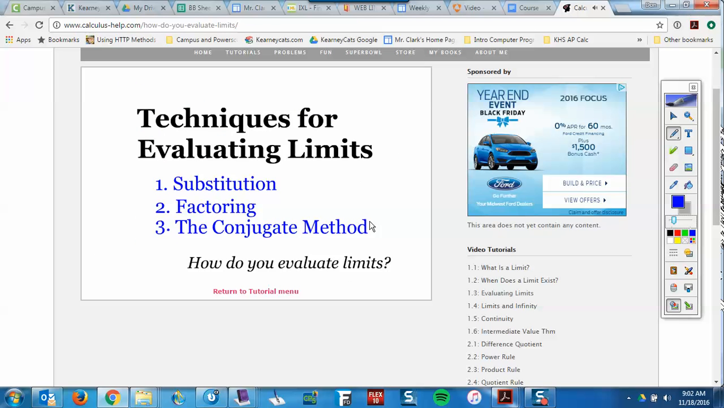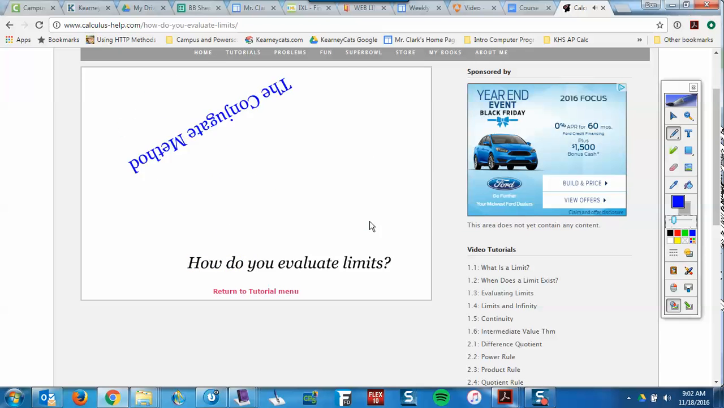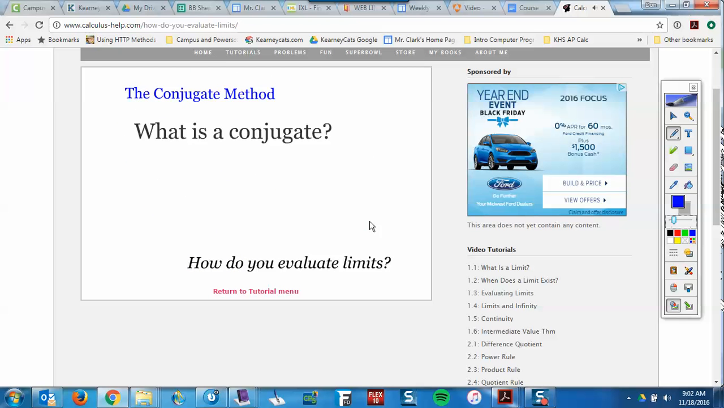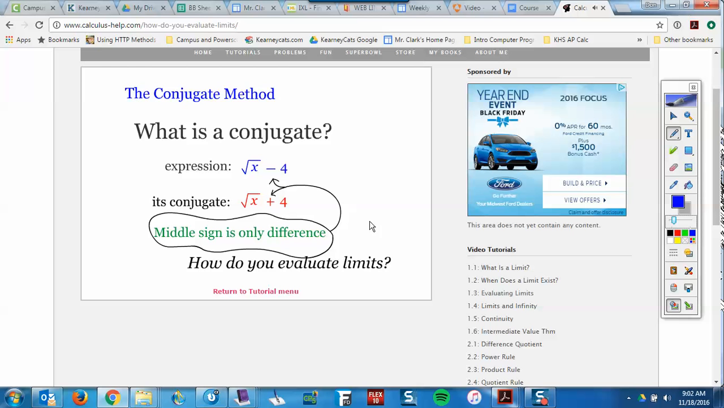If the substitution method fails and the factoring method fails, you're not without hope. You can still try the conjugate method. Before we talk about the conjugate method, though, you might as well figure out what a conjugate is first. Take a look at this expression: the square root of x minus 4. Now, this is a plain old two-term expression. However, it is easy to make a conjugate. All you do is change the negative sign in the middle to a positive sign. The conjugate of the square root of x minus 4 is the square root of x plus 4. That's all there is to it.